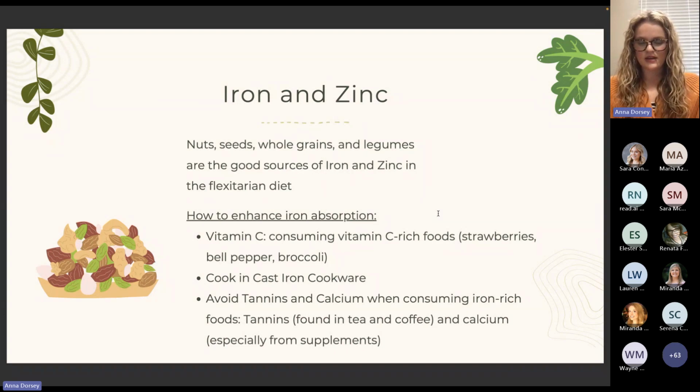And then we want to mention that when you are consuming iron-rich foods, it's important to avoid foods that contain tannins or calcium. So tannins can be found in tea and coffee, and then calcium would be really present in dairy sources, but specifically calcium supplements, if you're taking those, just avoid those when you're consuming iron-rich foods because those can sometimes prevent the absorption of iron.